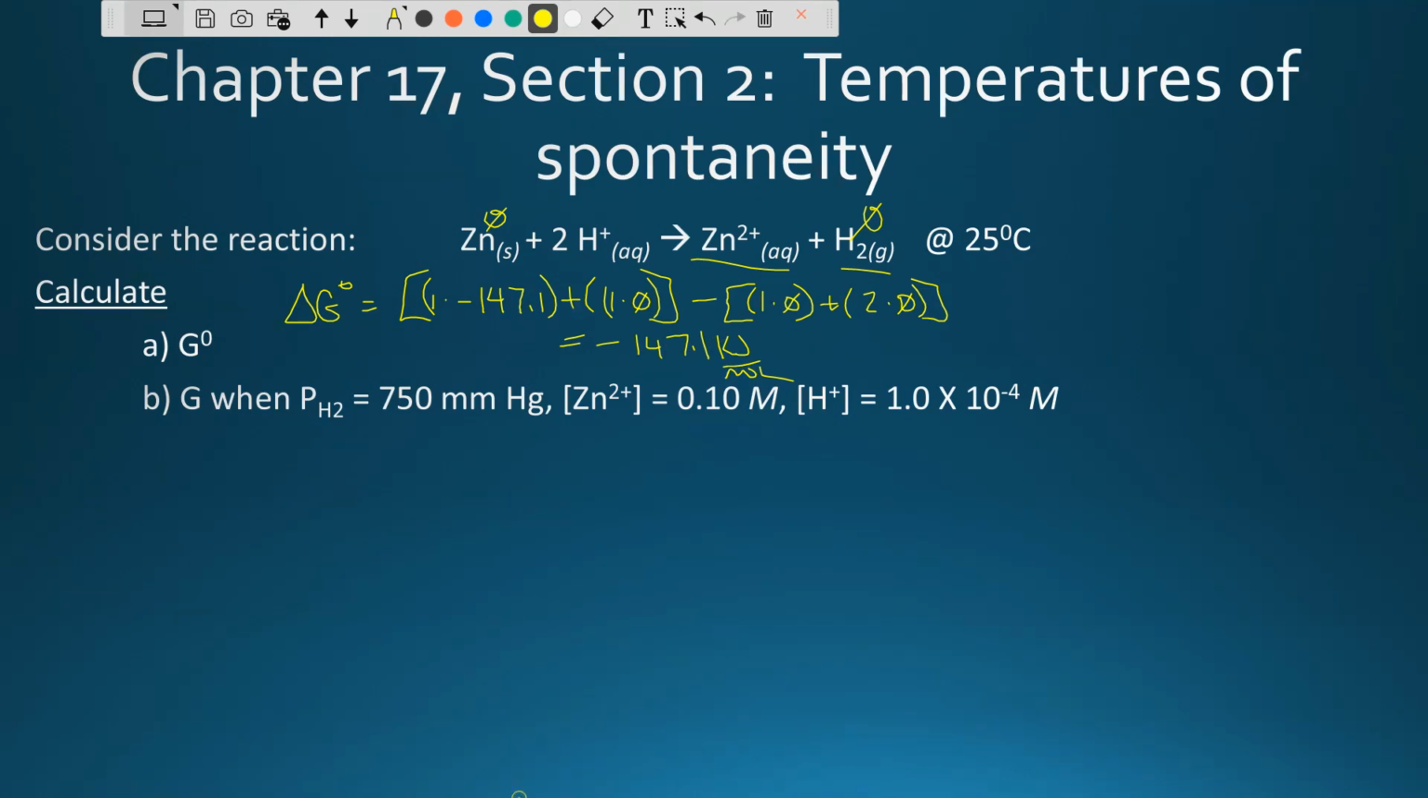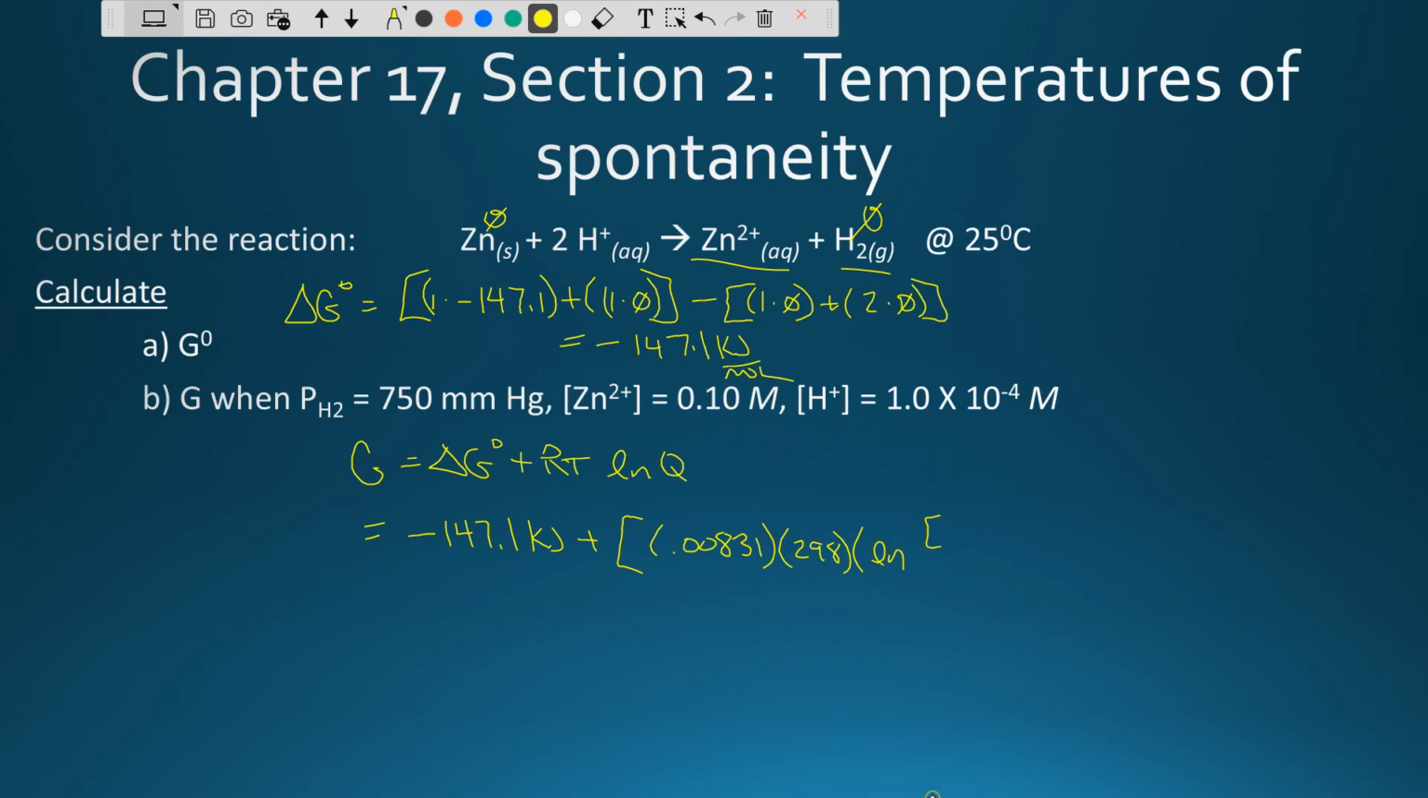Okay, now let's take a look at letter B then. We're going to be seeing when I have a partial pressure involved. So that's going to be the delta G plus the RT and then the natural log of Q. Okay, so we already found that my delta G was going to be a negative 147.1 kilojoules. We're going to add that to all of this. Okay, so my R value 8.31 times 10 to the negative third, times my temperature, which was 298, times the natural log of my zinc, and my zinc concentration was a 0.1.